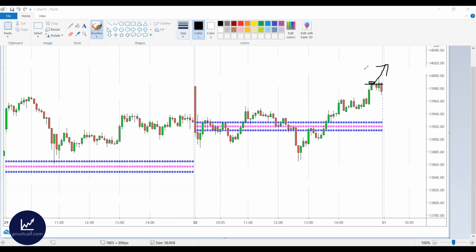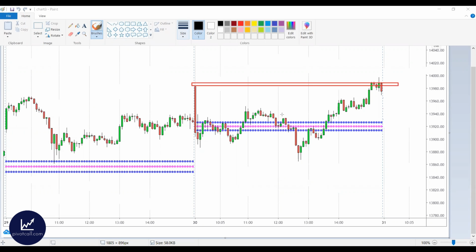It tried to go up, but the sellers became very active and pushed the price down. It broke the day's high but could not sustain, so it was a fake breakout. The breakout failed. So what does it tell you? If you apply your logic, it tells you that this is the place where strong sellers are actively present, and this is your supply zone.